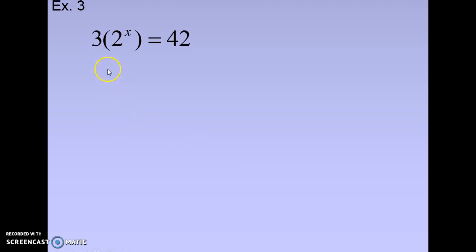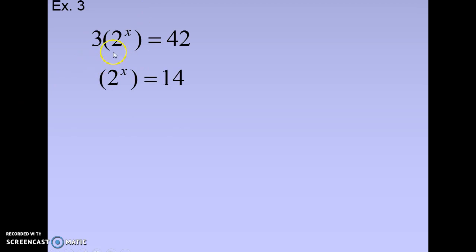Example number 3. 3 times 2 to the x power equals 42. And as you're watching this video, if we're going too fast, don't be afraid to press pause and finish writing or to think about what's going on. So here in this problem, because we have 3 times our base, we want to isolate the base. So to isolate the base, let's divide both sides by 3.